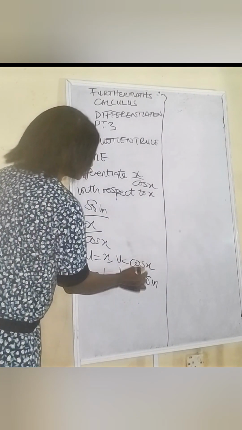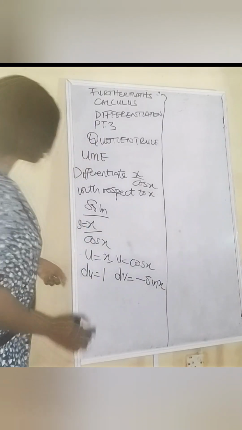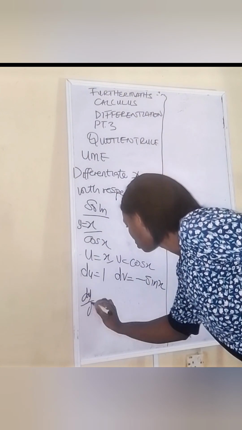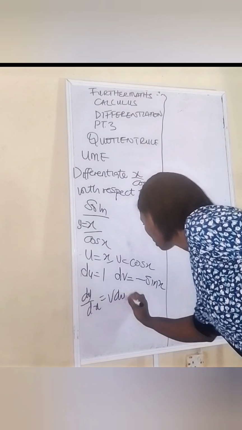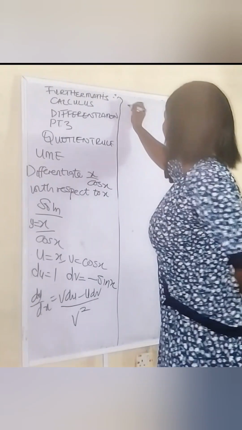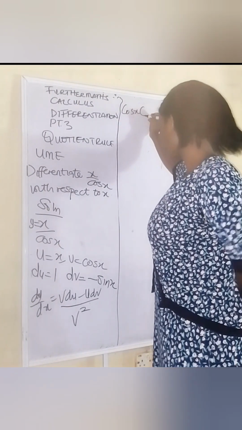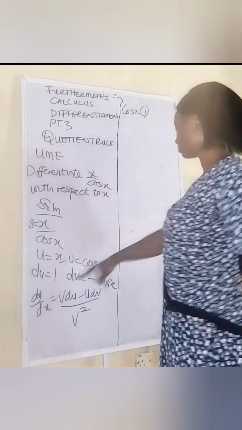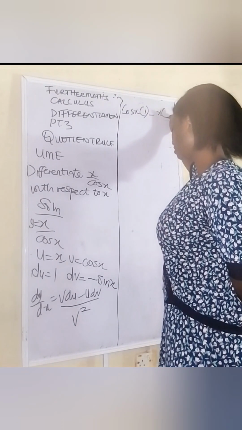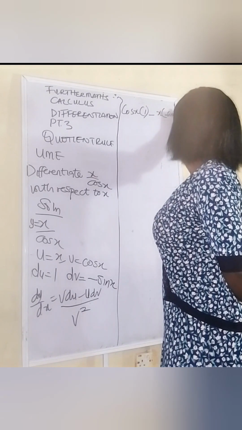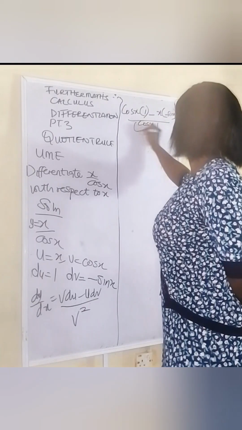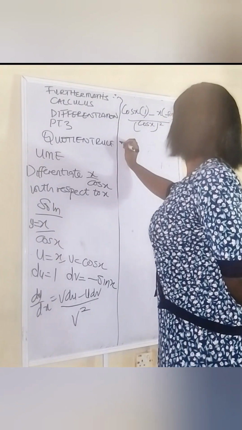When you differentiate x, you get 1, so you leave it that way. So now what's our formula? dy/dx equals (v du minus u dv) over v squared. Our v is cos x. What is our du? Our du is 1, minus what is our u? x. And what is our dv? Minus sine x, over what is our v? (cos x) all squared. So that is that.